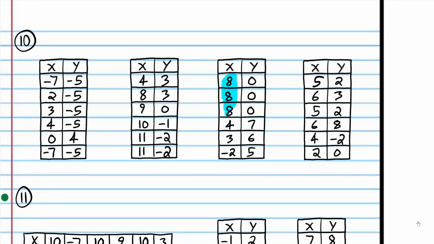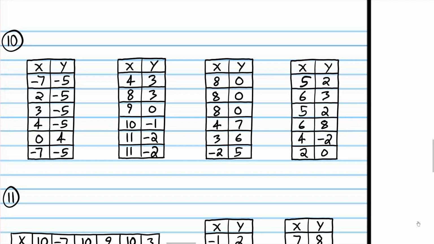So here we have the same input. We have numbers repeated in the X column, so we would think that this could not be a function. But again, the problem is trying to trick us because the outputs are all the same, so that means that that can be a function.